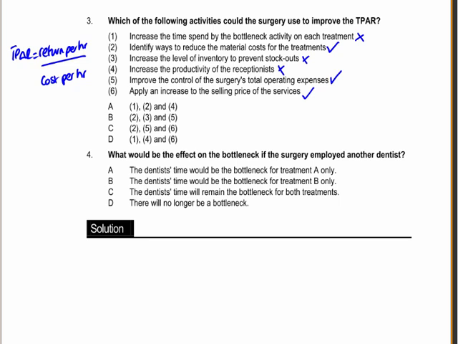So you might be thinking, well, when we looked at target costing, it was never appropriate to raise the selling price. Well, that's not the case here. It's fine to raise the selling price. So the correct options then are 2, 5 and 6. So that's going to be option C.